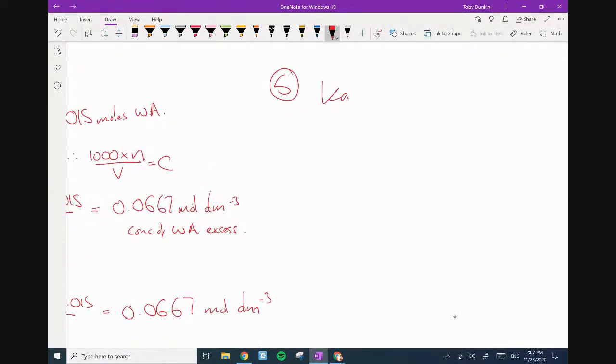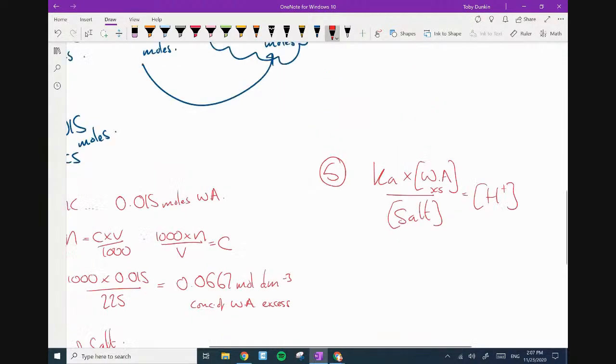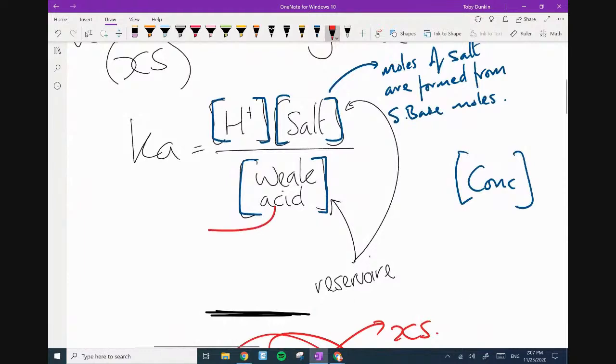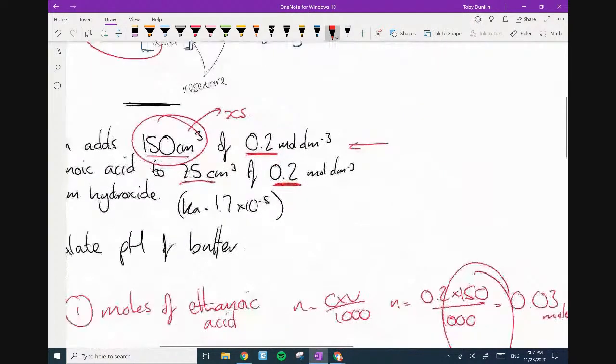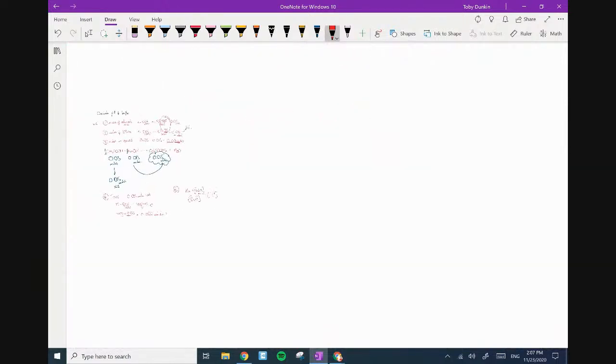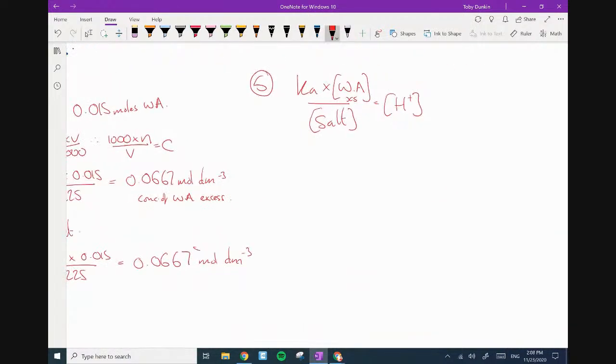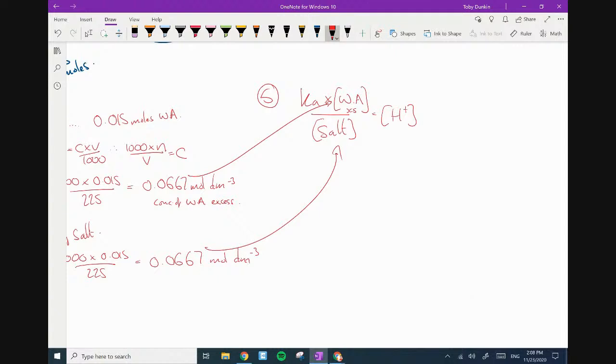So Ka equals, now I've already written the one above, so I'm going to reorganize immediately. So Ka multiplied by the concentration of my weak acid excess, divided by the concentration of the salt, which comes from the base, is going to give me H plus. Let's just check that. I always like to see the equation. So I've moved the weak acid over and moved the salt down. It's very reasonable. Okay, there's our salt, there's our weak acid. They're going to cancel out. So Ka equals the weak acid of 0.0667. Let's insert all my numbers now at this point.